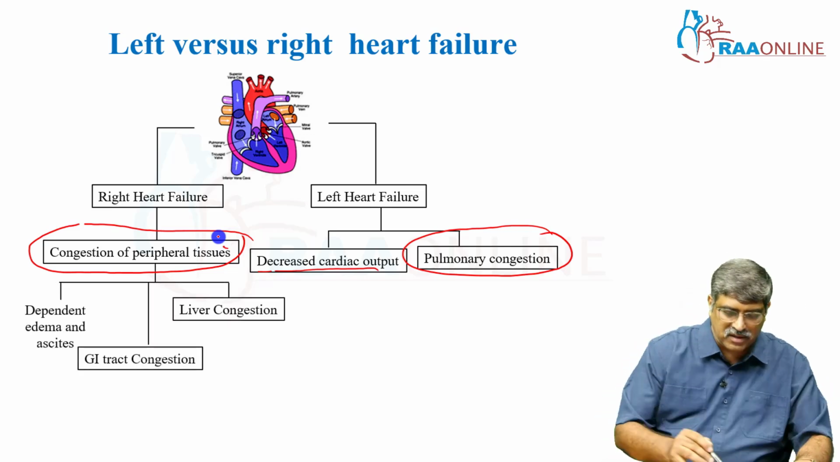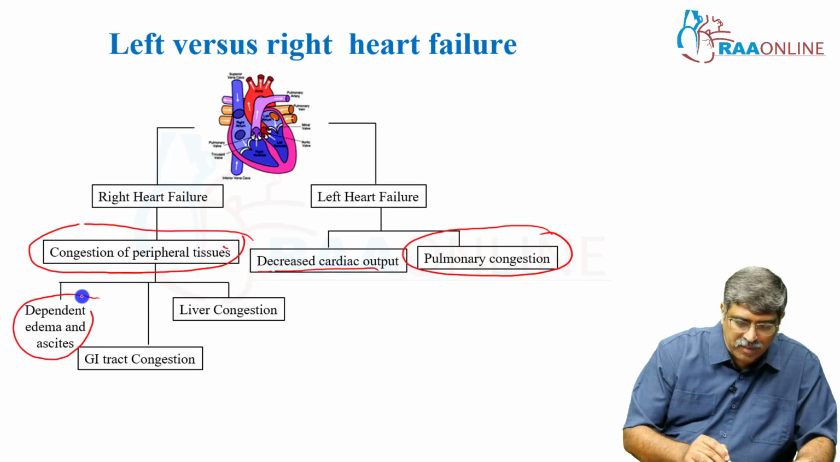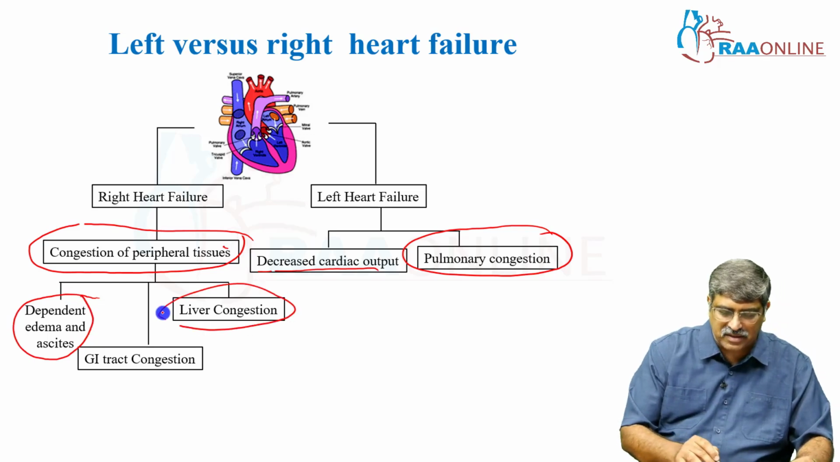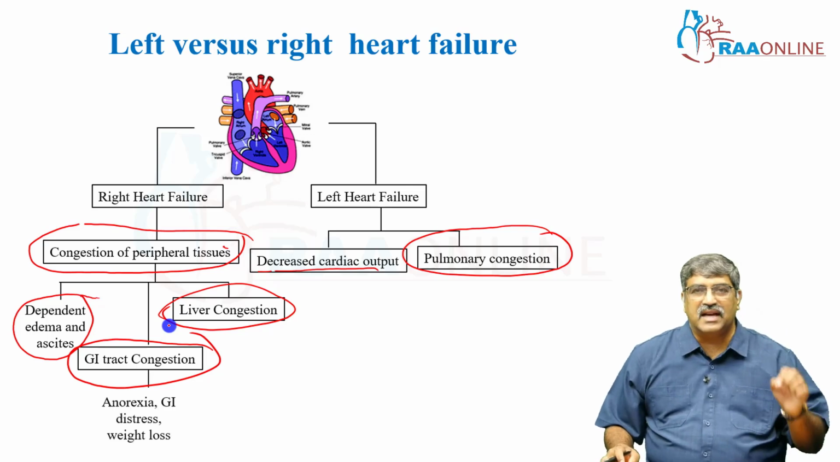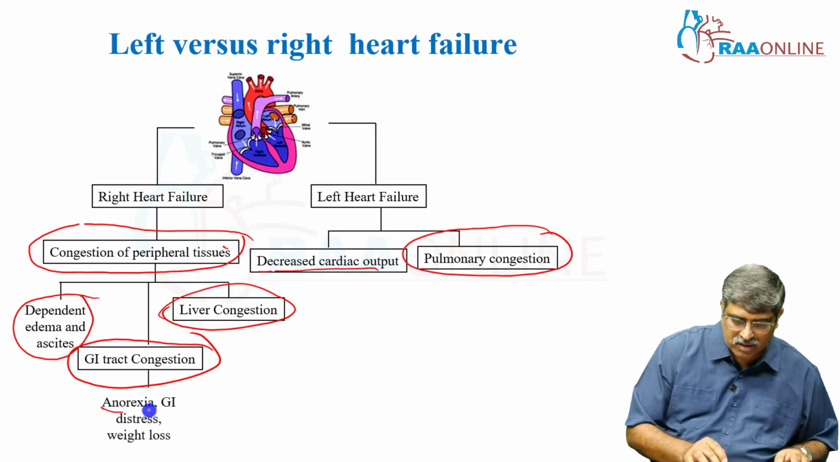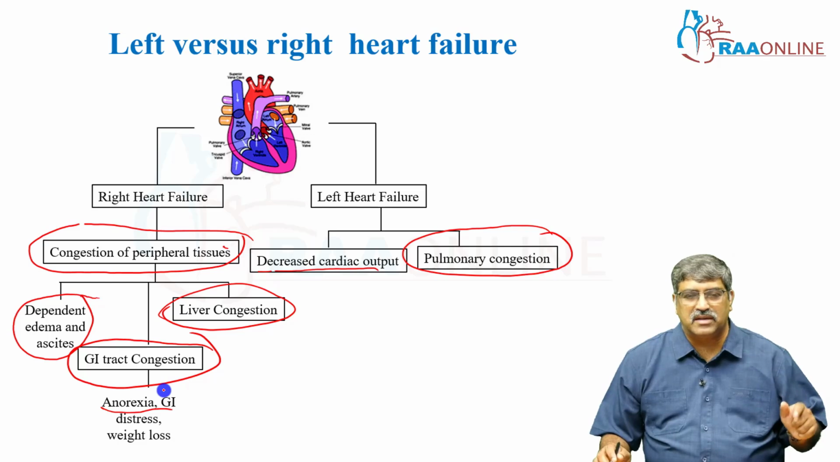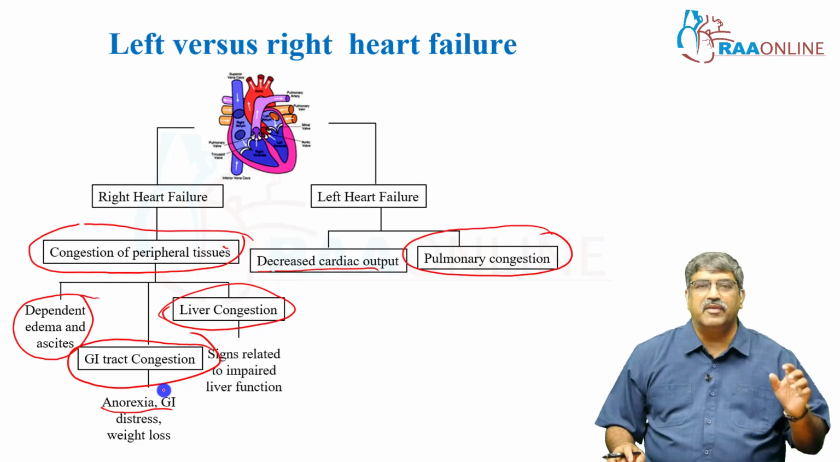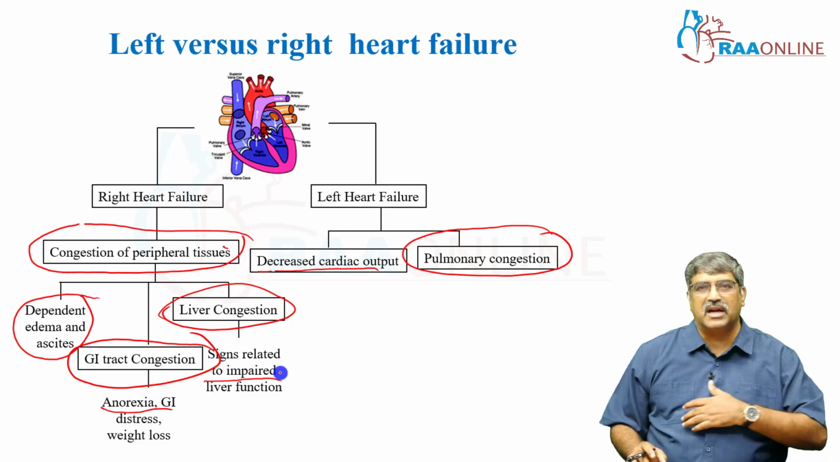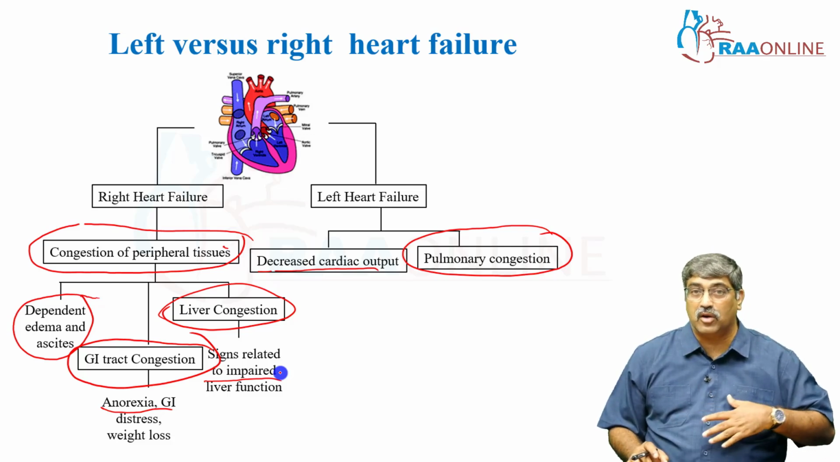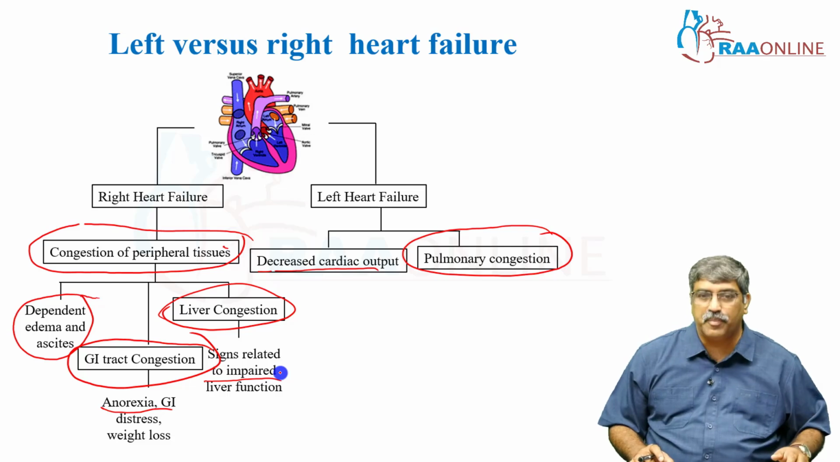And this peripheral congestion can lead to dependent edema and ascites, liver congestion or gastrointestinal congestion. And this gastrointestinal congestion leads to anorexia, gastrointestinal distress and weight loss, and liver congestion leads to impaired liver function. There will be congestive hepatomegaly, and it can even cause severe abdominal pain.